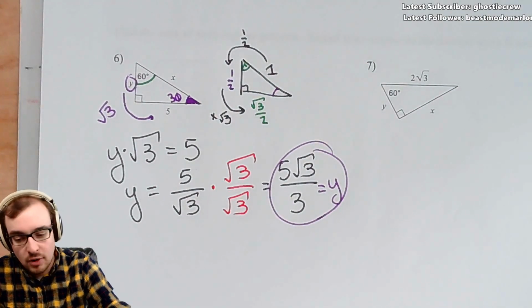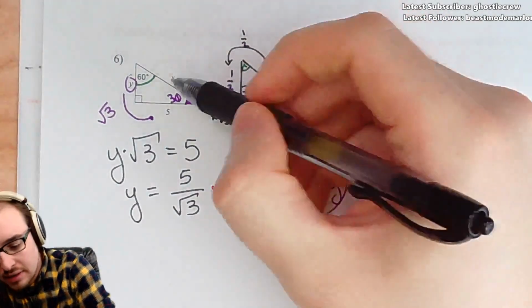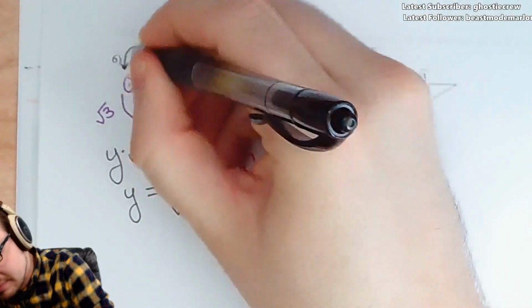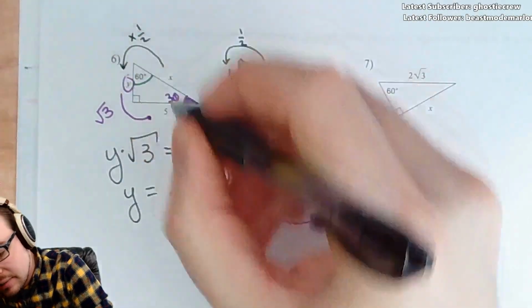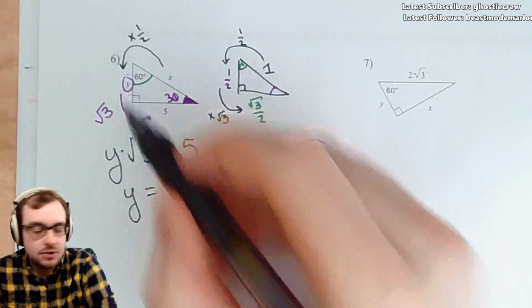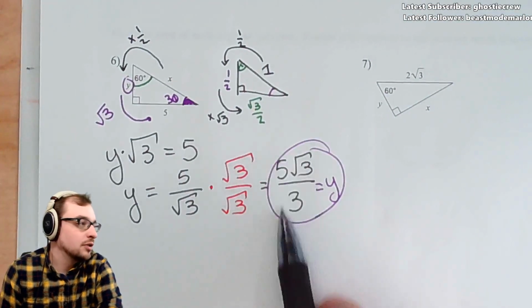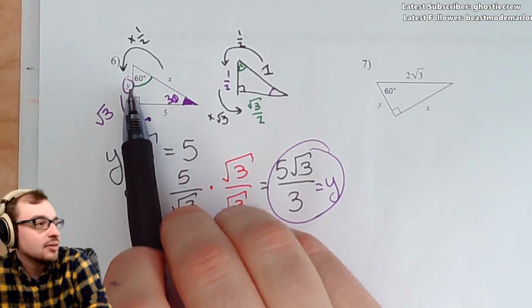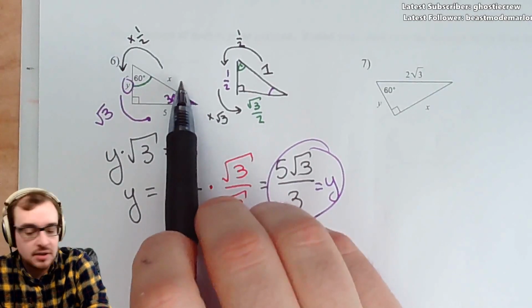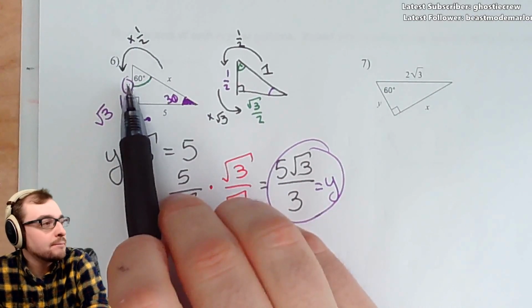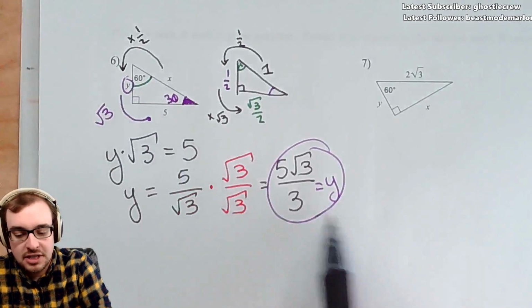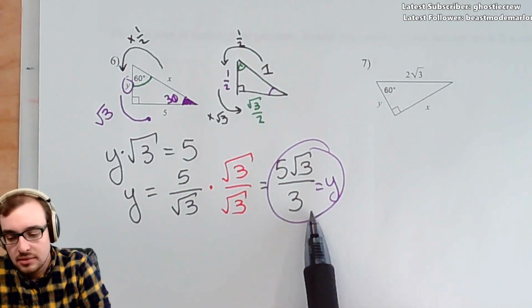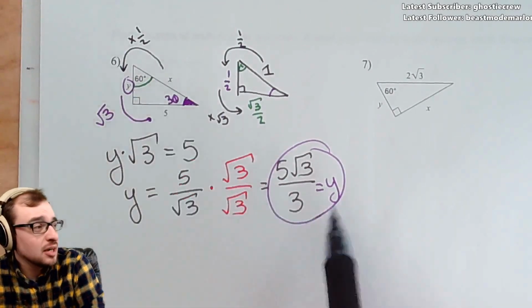So remember, whatever this guy is, we times him by a half, and we get this guy. So we know what this guy is. He's 5 root 3 over 3, right? If I told you this was 5, x would be 10, right? Because 10 times a half is 5, right? Well, this guy's 5 root 3 over 3. And he's half as much as this guy, so we got to double that, right?